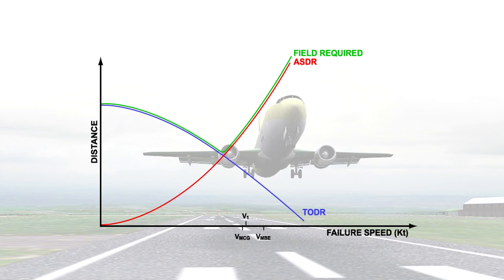So long as the runway is as long as the total field required, then moving V1 to this point is not a problem. Hopefully, by understanding this graph, you are able to see the consequences to the required distances should V1 need to be moved from its ideal or balanced position due to either pressure from VMCG or VMBE.